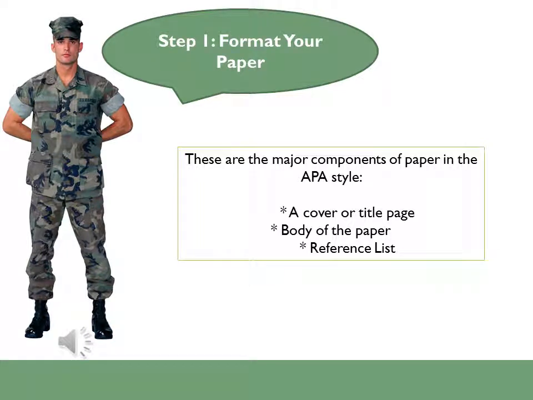So the first step is to understand how to format your APA paper. You need to identify the three major components of a basic APA style document, and that's your title or cover page, the body of your paper, and your reference list, which will detail all of the citations and evidence that you used or identified in the body of your paper. We'll go through these step by step to understand how to format each piece and also identify some additional components that might appear in the paper as you progress through your academic work.